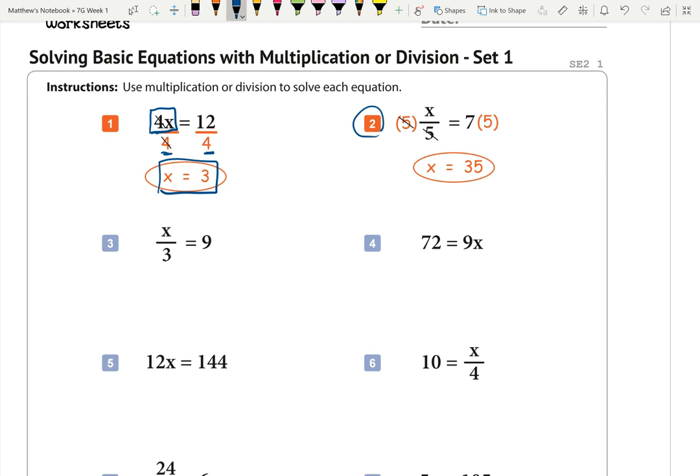And over here in the second problem, we're now working with division. We're taking x and dividing it by 5. So the opposite of dividing by 5 would be to multiply by 5. And so that's what we see here. That 5 in parentheses is saying that we multiply x over 5 by 5. Therefore, canceling out the two 5s here. And then we do the same thing on the other side. We multiply by 5. 7 times 5 gives us 35, so x equals 35.